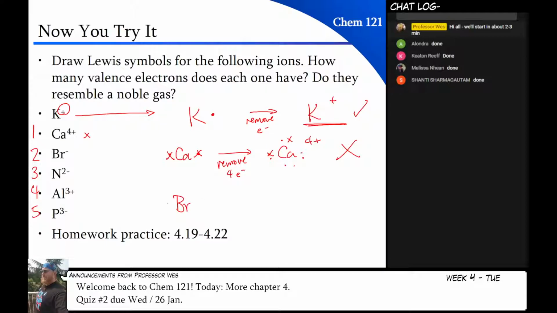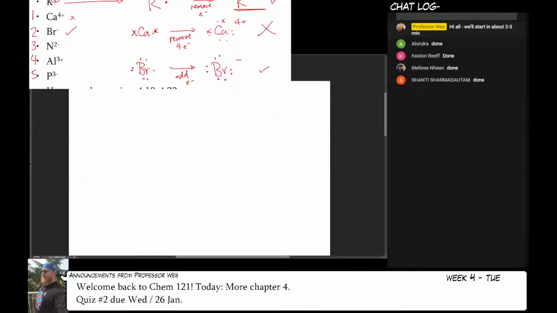How about Br minus? So bromine has 7 valence electrons. I'm going to add 1 so that I get Br minus. Well, if I had 7 and I add 1, I now have 8, which is an octet. All right, I've sort of run out of space here, so I'm going to go over to this screen. Those are still on the screen. Okay, cool.